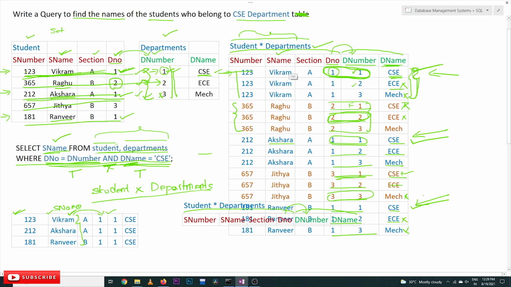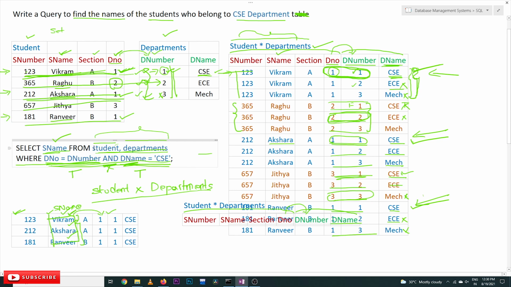Now, this is the column that we are going to identify from all these columns. The columns are S name, section, D number, DNO, and DNAME. From all these columns, we have to pick only these values. So the output is going to be Vikram, Akshara, and Ranveer. These are the three students who belong to CSE department. So this is how the SQL queries will work.